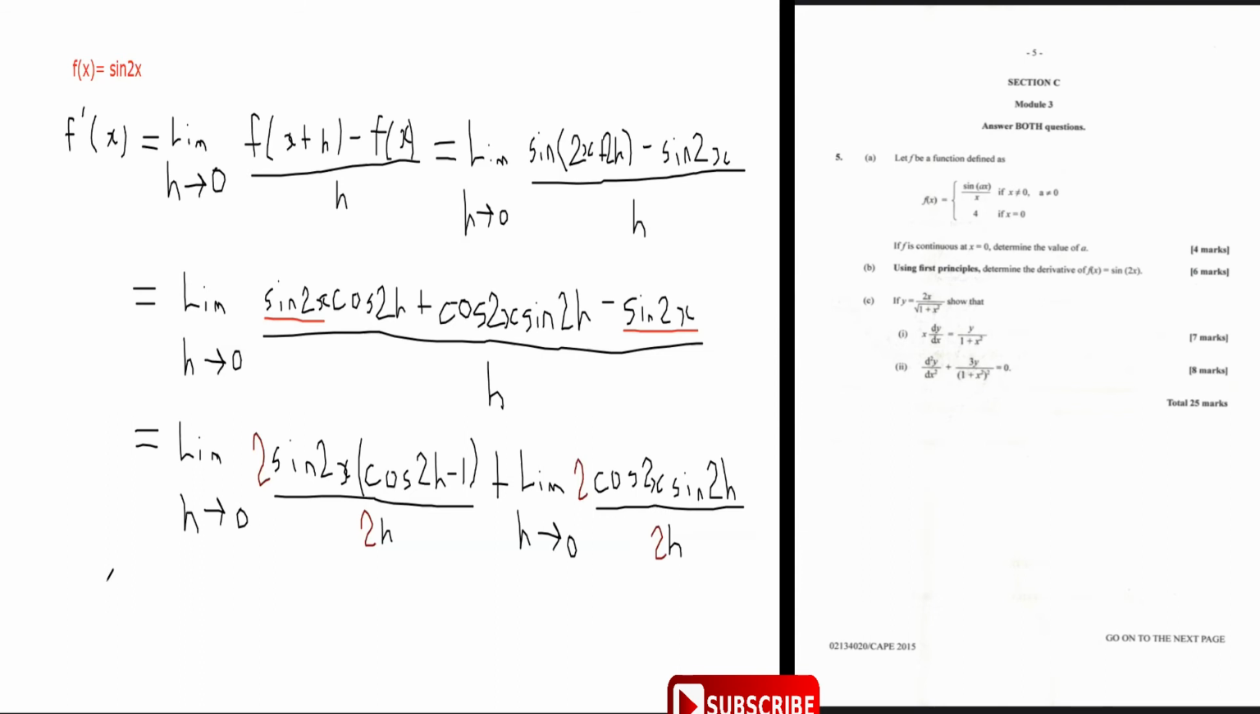Then using limit laws, all of this works out to be equal to the limit as h approaches 0 of 2 sine 2x, multiplied by the limit as h approaches 0 of cos 2h minus 1 over 2h. I separated them now as two different products, since the limit of the product is the product of their limits.